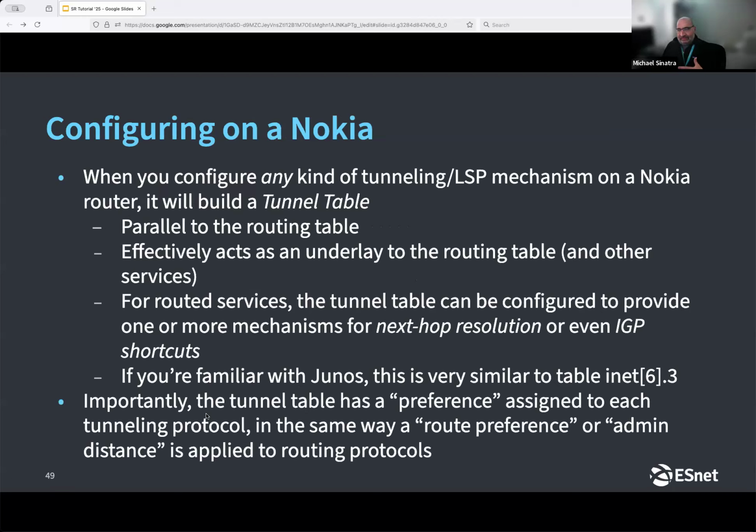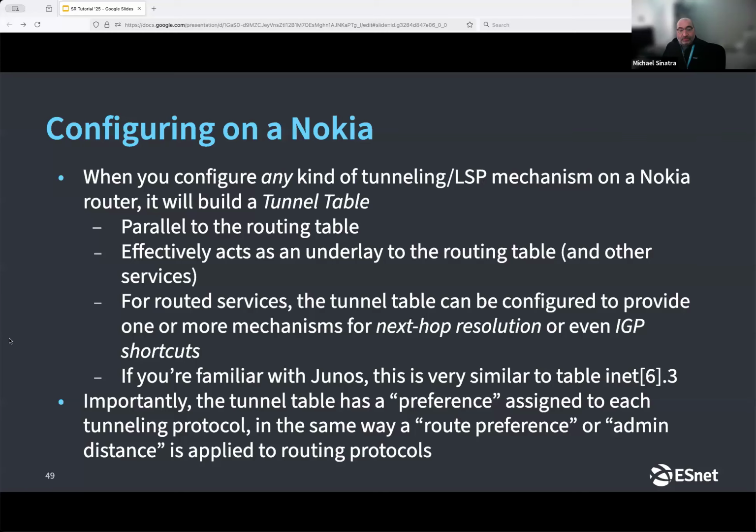Once I do that, as soon as I enter those commands that I just entered and configure my node SIDs on each of my routers, my node SID indexes, then what happens is my Nokia router, in the case of Nokia, will build a tunnel table. And that tunnel table has all of the underlay tunnels that are used to apply other services, L2 VPNs and L3 VPNs, and even basic next hop resolution.